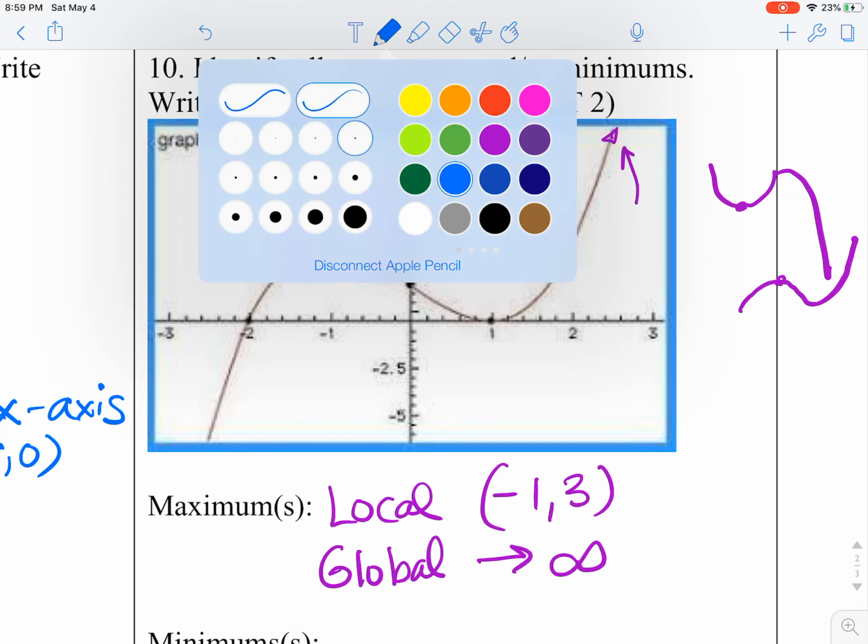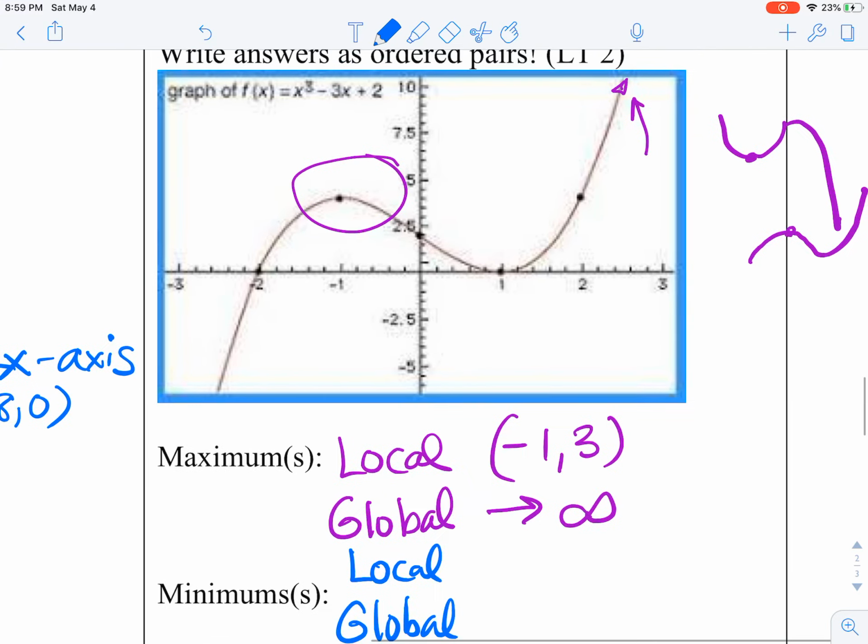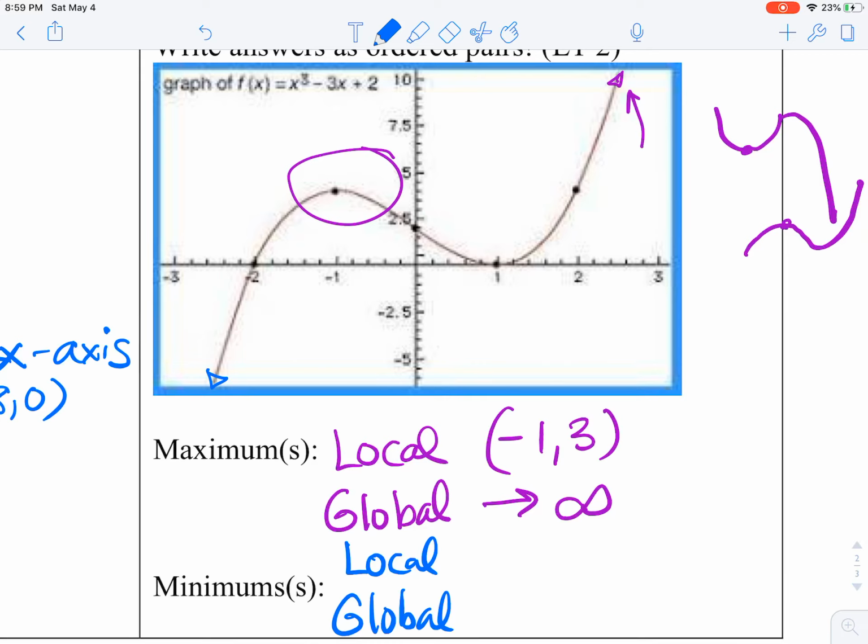Now, we might have a local and a global minimum also. Let's take a look. We do have a very lowest area right here. It's heading down towards negative infinity. So for our global minimum, we would say that that is approaching negative infinity.